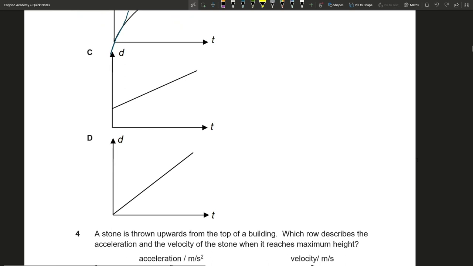Now let's just take a look at C and D for completeness. C and D are both straight lines. Same thing with A. The velocity at the start and at the end is the same, so the velocity doesn't change. There's no deceleration here. It can't be C or D. Our answer for 3 is B.